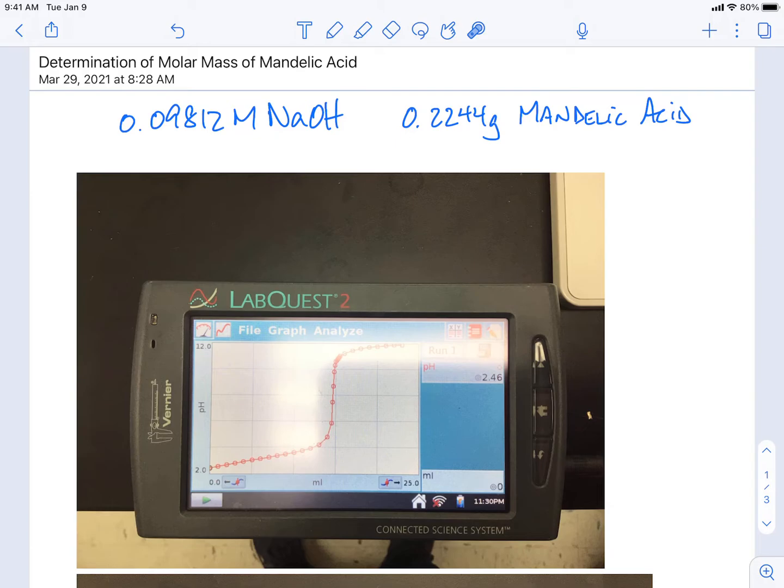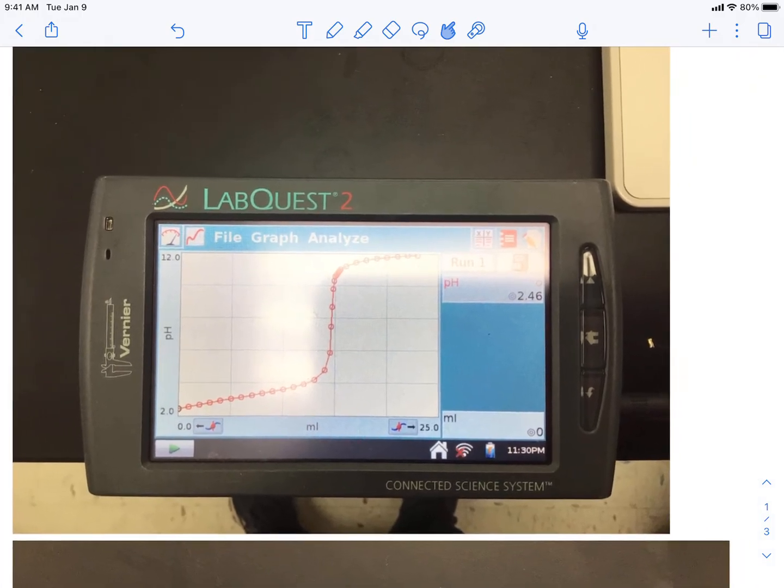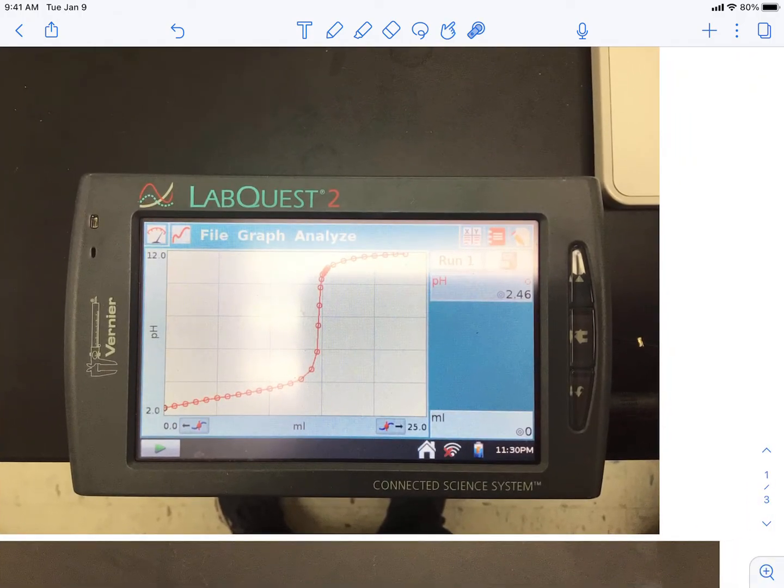Prior to this, what we had done is that we had determined the concentration of our sodium hydroxide solution, which is here, and then we had weighed out 0.2244 grams of our unknown acid. The first picture that we see is the titration curve. And something to note is that on the upper right-hand side of our LabQuest screen, we see the pH. That pH is whatever the pH is at whatever volume we happen to have selected.